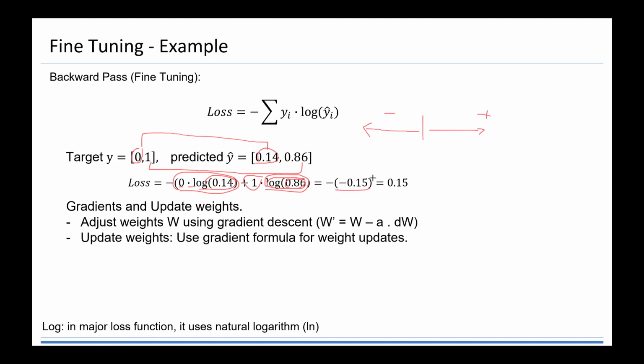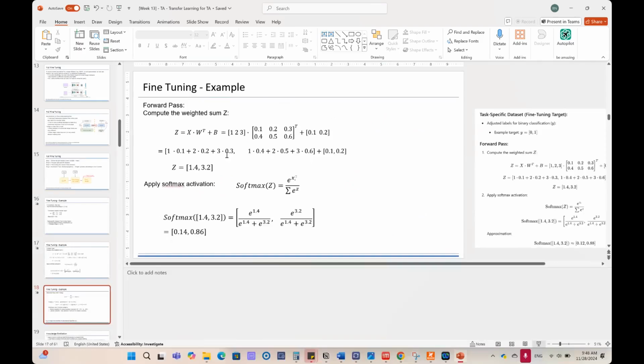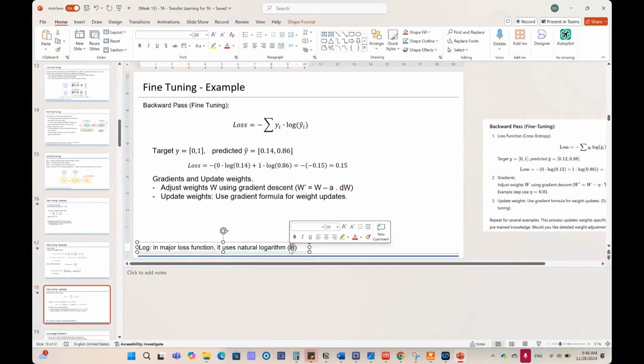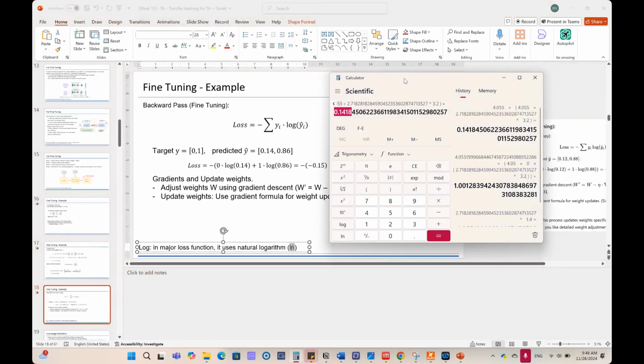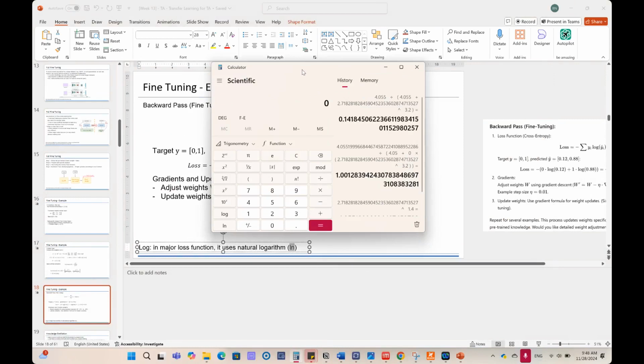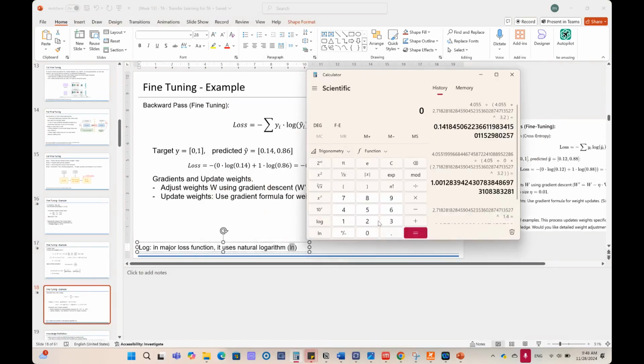And the result is negative 0.15, and then we have the negative. So negative and negative, we will get the positive. So this is the loss function for this data. Yeah, I give you some hint here. Usually in the code that you use in Python, they use the natural logarithm. Okay. So the natural logarithm means this one. You can see log 0.86. Okay. So you can get the 0.06.